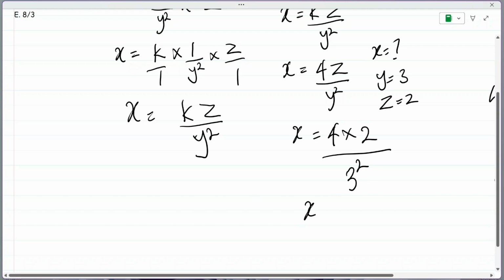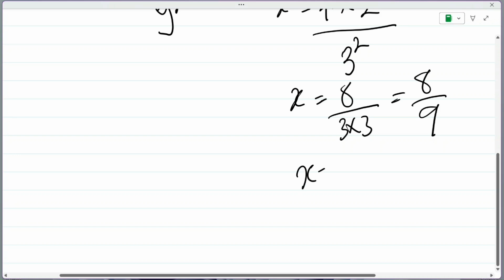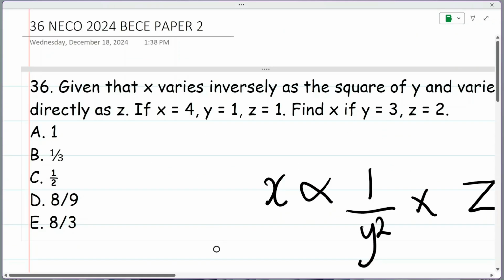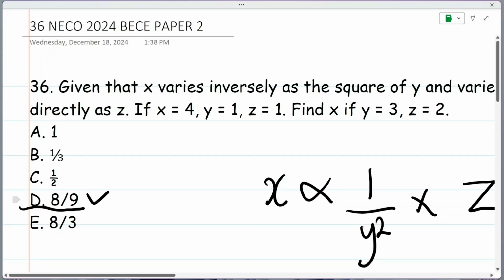We can then go on to solve this fraction. So we have x equals 4 times 2 is 8 over 3 squared, which is 3 times 3, that's 9. So 8 over 9. x is therefore 8 over 9. That's our answer. From our options, our answer is D, that's 8 over 9.